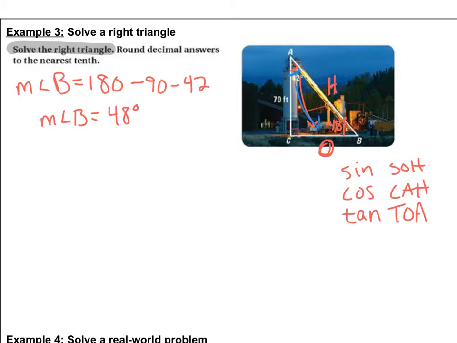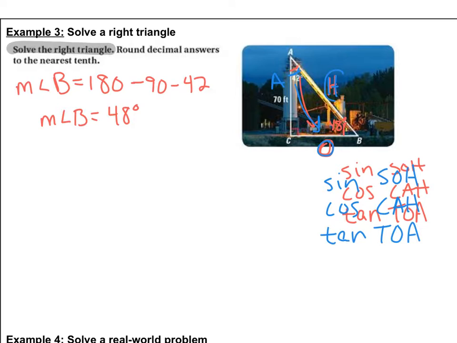and what we are going to do now is identify: this is our opposite, this is our adjacent, this is our hypotenuse. So we have sine, cosine, and tangent. Remember, sine was opposite over hypotenuse, cosine was adjacent over hypotenuse, and tangent was opposite over adjacent.